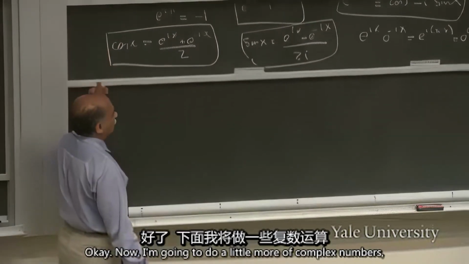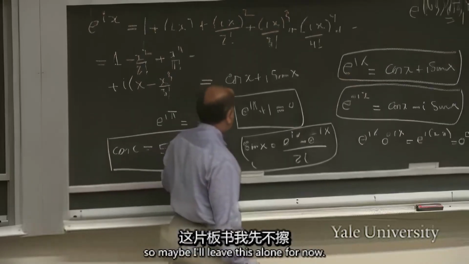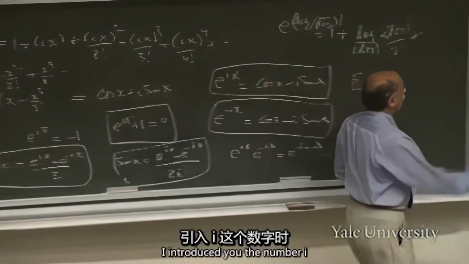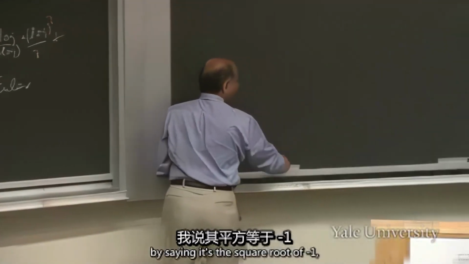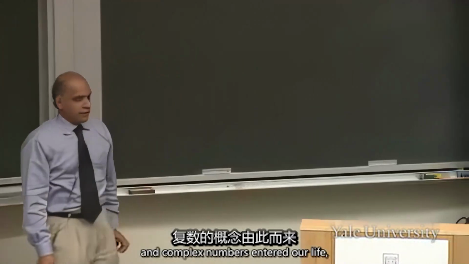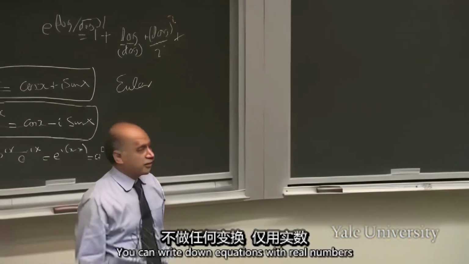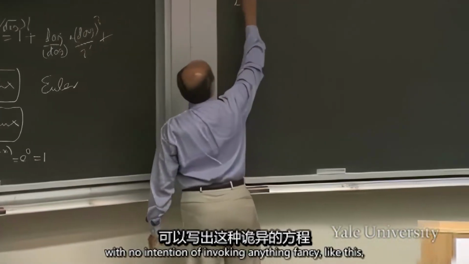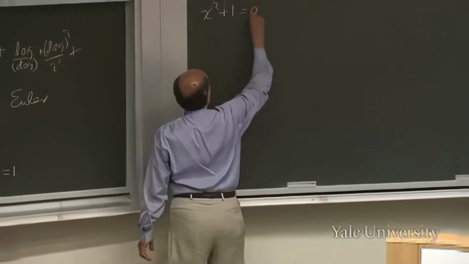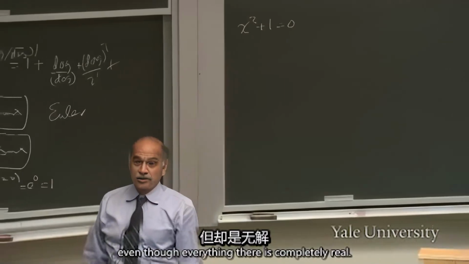Now I'm going to do a little more of complex numbers. Maybe I'll leave this alone for now. So I introduced to you the number i by saying it's a square root of minus 1, and complex numbers entered our life even though we didn't go looking for them. You can write down equations with real numbers with no intention of invoking anything fancy like this, and you find there is no solution to this equation, even though everything there is completely real.